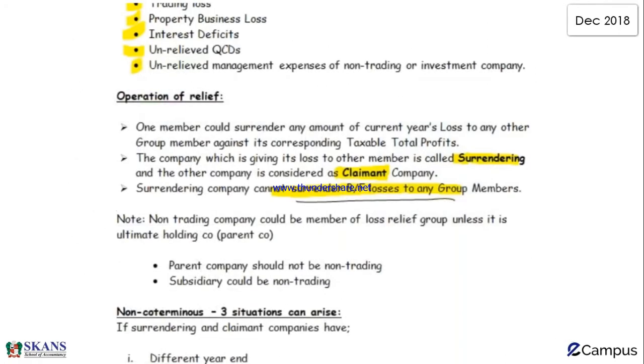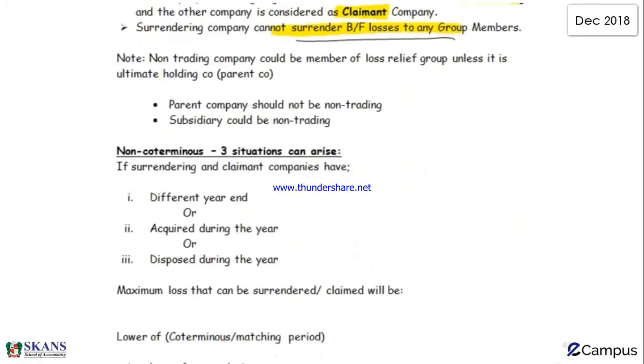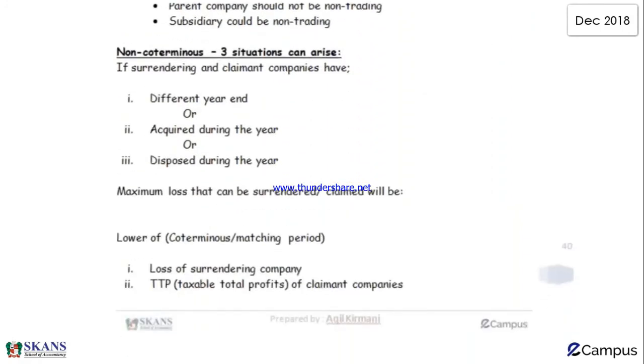All right, now the next thing you may be encountering in the paper would be non-coterminous accounting periods. As I was saying earlier, if A Limited wants to surrender its loss to B Limited, this is what HMRC wants you to do. If A Limited's losses are from January to December, it should be set against profits of B Limited from January to December. If it is not, because of different year ends, still the loss is to be surrendered that way.